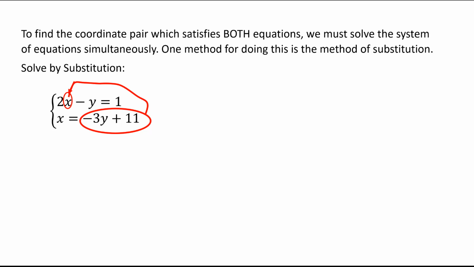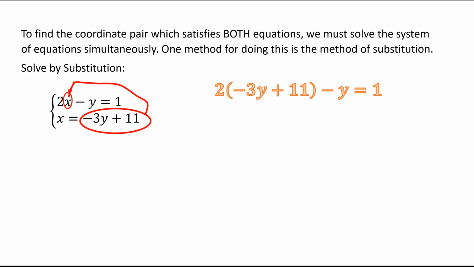Now, I'm going to rewrite that first equation, except wherever I see x, I'm going to put negative 3y plus 11, because that equals x. So I can substitute it. So I get this equation. I'm rewriting the first equation: 2x, so it's 2 times (negative 3y plus 11), putting it in parentheses because I want to multiply that whole thing by 2, because that whole thing is x, then minus y equals 1.